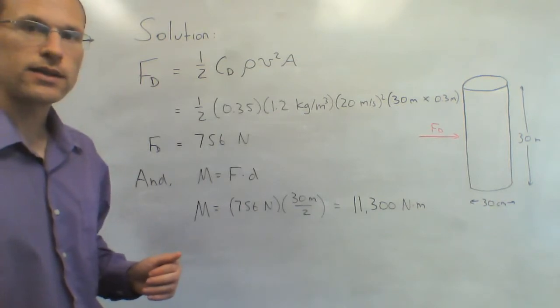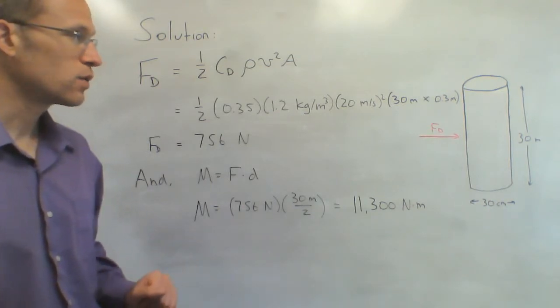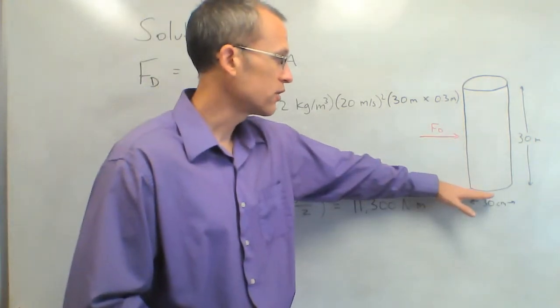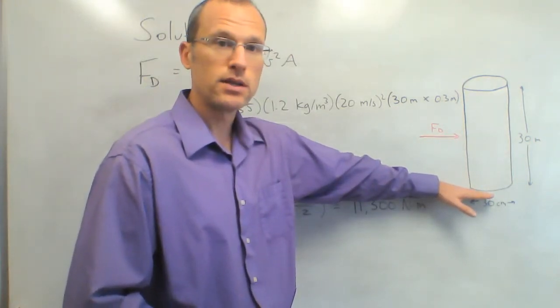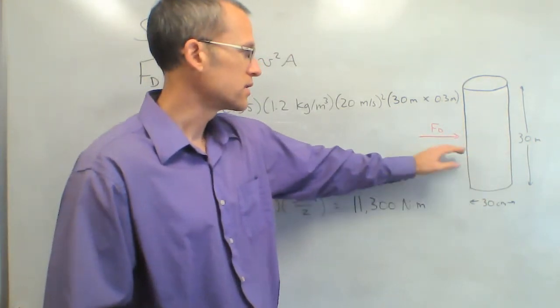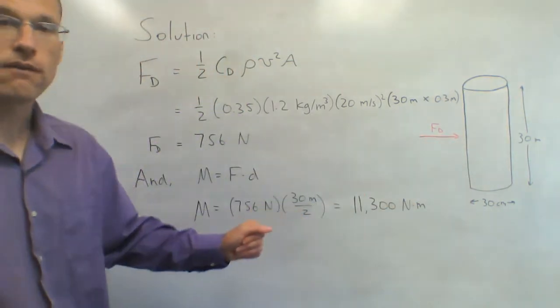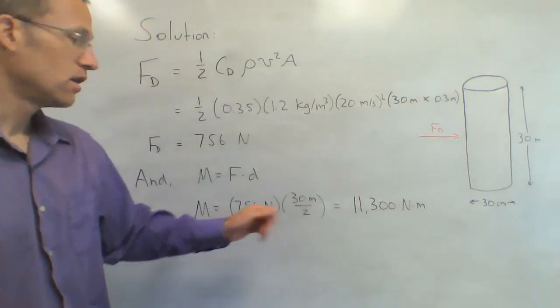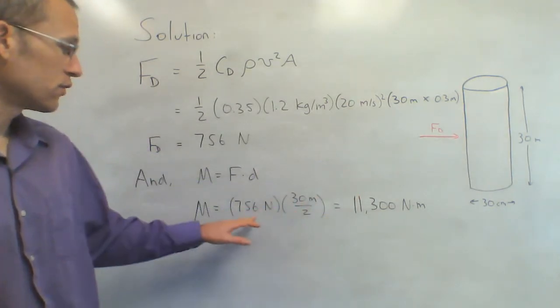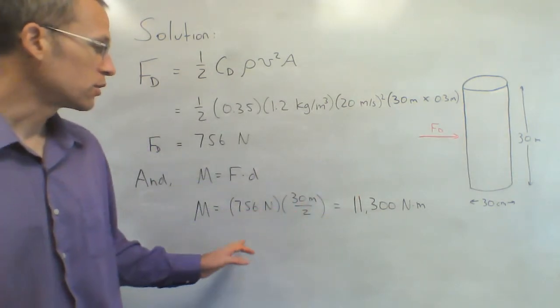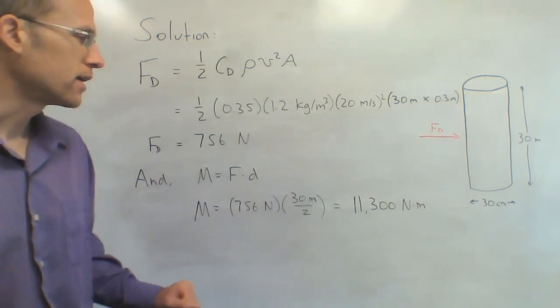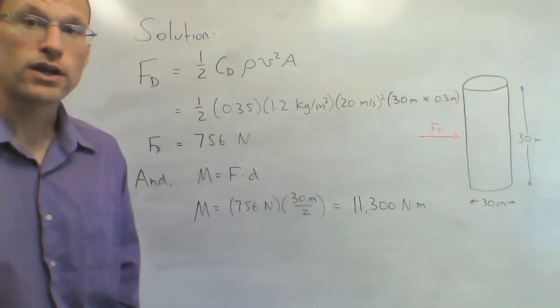And then if I want to find the bending moment at its base, the second part of this question, the base down here, moment is a force times a distance. So I take this force acting in the middle times that distance. The middle of this cylinder is half the height, 30 divided by 2. So I take that force, 756, multiply by 15 meters, and I get 11,300 newton meters.